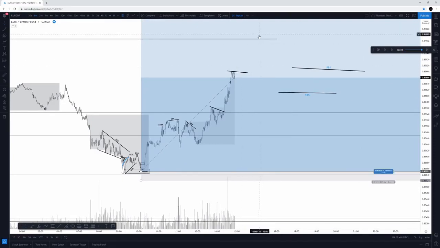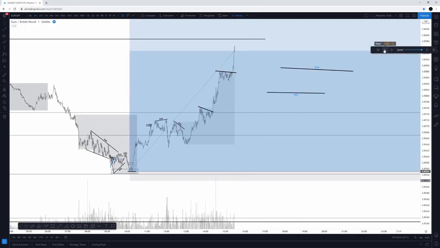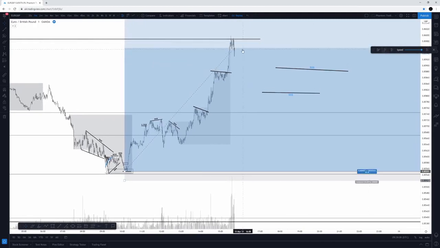I did then take some more partials around this area here. I think it was like 85.92, I believe, but we'll see that in a second. Price then pushes up to the upside, smashes into my 86.00 target. Now we get quite a deep pullback.